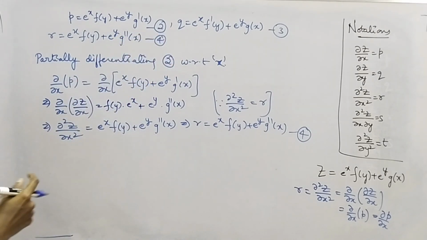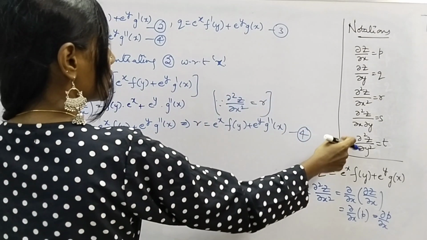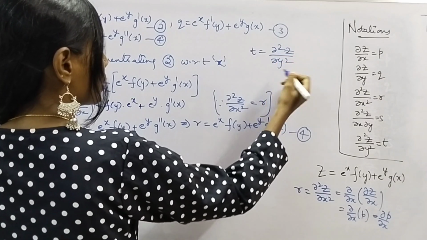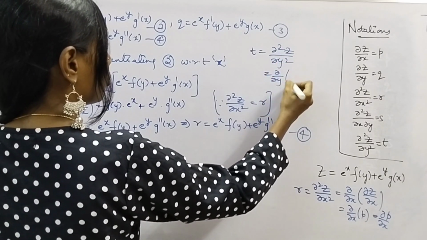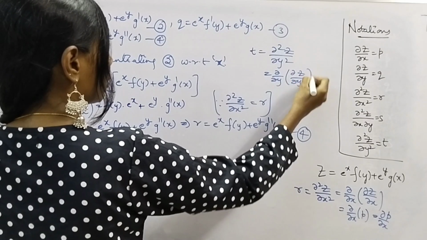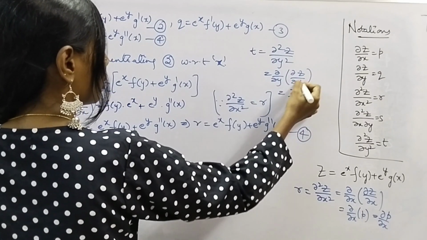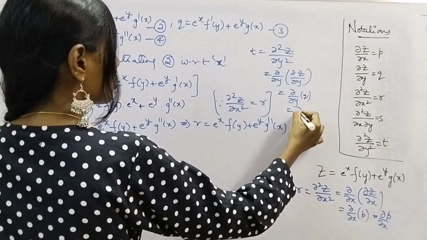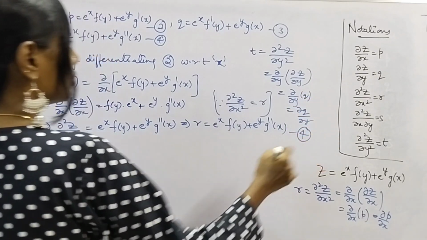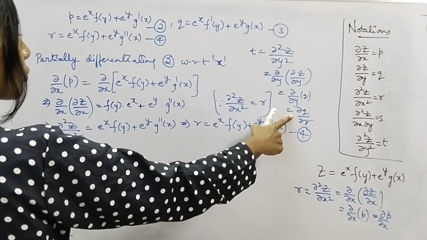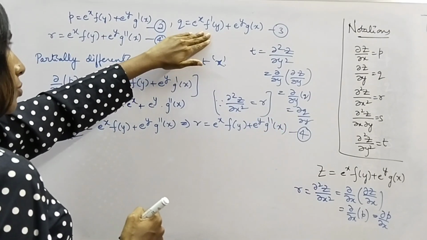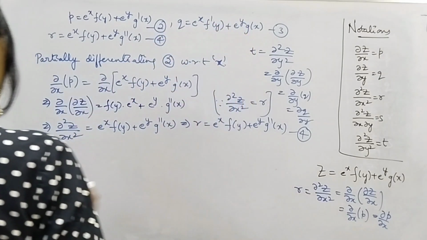Right, now let's partially differentiate equation 3 with respect to y. What is t? We have t equal to ∂²z/∂y², which is nothing but ∂/∂y of ∂z/∂y. Also, you can replace ∂z/∂y by q, so t is nothing but the partial derivative of q with respect to y. So if you find the partial derivative of 3 with respect to y, you will get t.